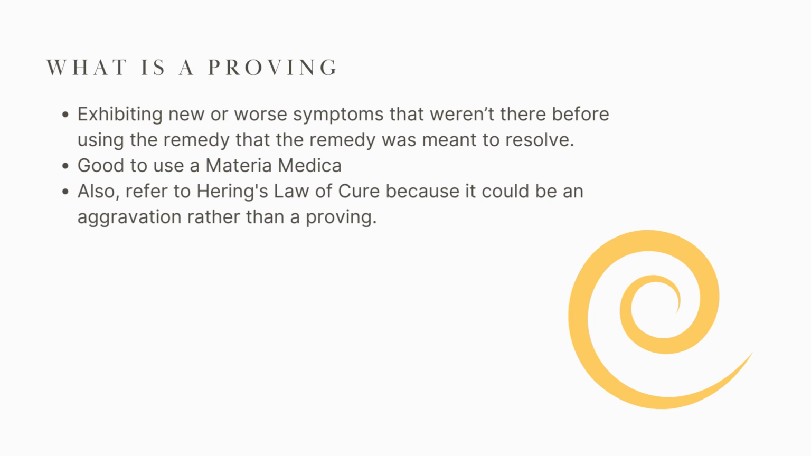So what is proving? This means that a person is exhibiting new or worse symptoms that weren't there before using the remedy, that the remedy was meant to resolve. This is a good time to use a materia medica. And you'll also want to refer to Hering's law of cure because it could be an aggravation rather than proving. So you'll want to revisit, have I had this before? Is this the path of fixing or healing the old condition?